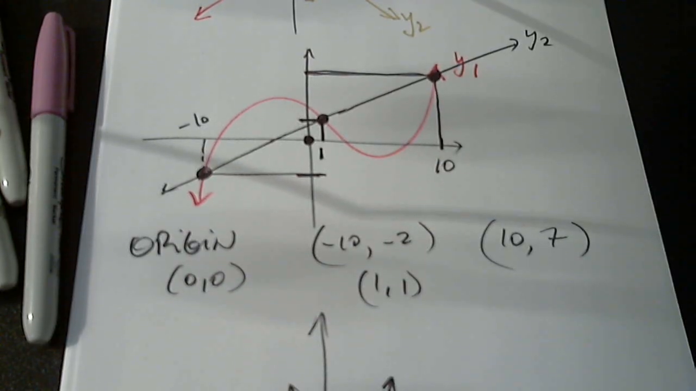So let's see what we have here. At x equals 0, it's not 0. So does the graph of y2, just y2, pass through the origin? No, because when x is 0, y is not 0. So the answer is no.